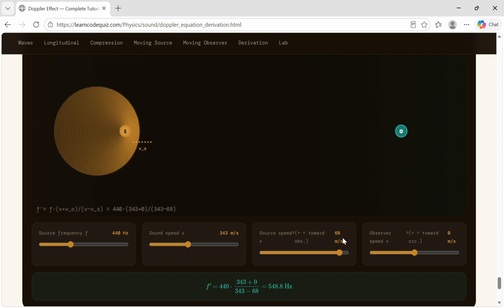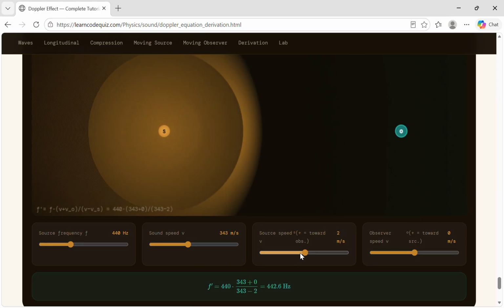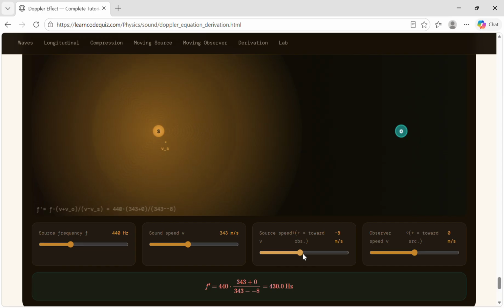Now let's put it back to 0. Back to 0, hold on. Let's move the observer towards the source. The observer moving towards the source means the frequency is going to go up, right? Put it back, and you are getting all these values.